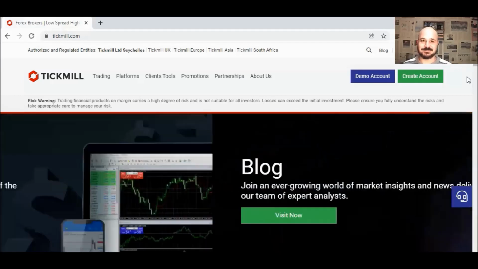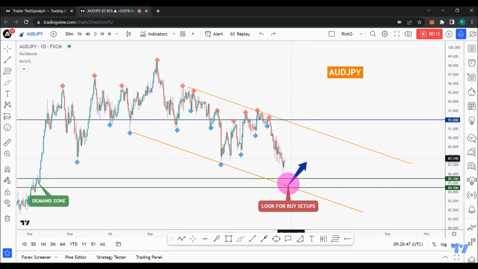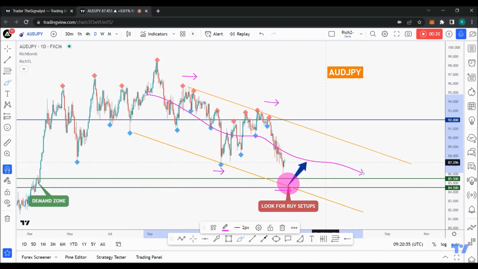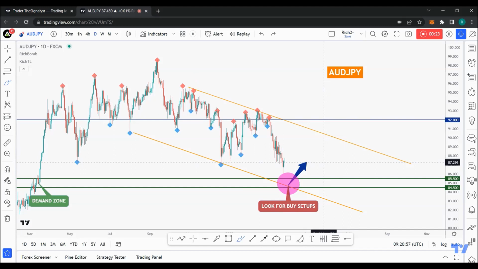And let's continue. As we clearly see and as per my last picture analysis, we know that AUDJPY has been overall bearish, making lower lows and lower highs trading inside this bearish channel. However, we are currently approaching the lower bound of the channel, which is the lower trend line, acting as a non-horizontal support, lining up with this support zone and demand zone as well. That's why as we approach this area, we'll be looking for reversal buy setups.